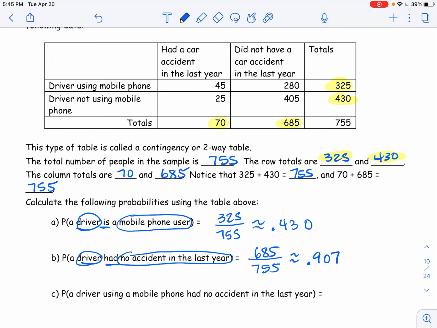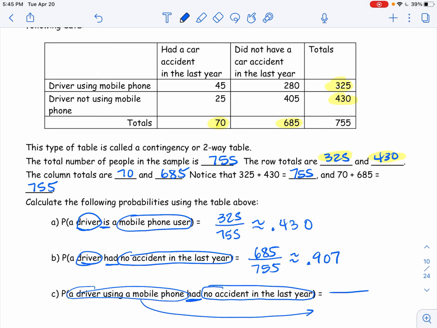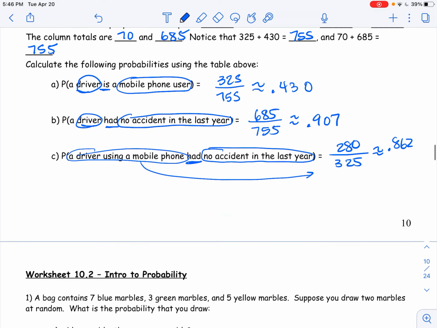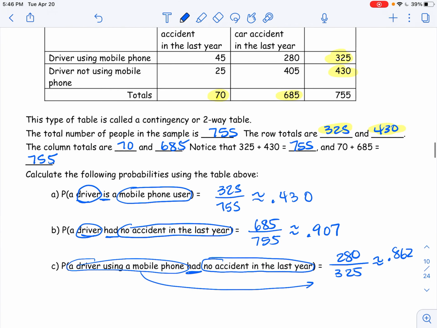And the last one, a driver using a mobile phone had no accident in the last year. Okay, so this time our denominator is a driver using a mobile phone. So drivers using mobile phones is 325. Had no accident in the last year, that would be 280. So this is 280 over 325. And if you put that in a calculator, that's about 0.62.